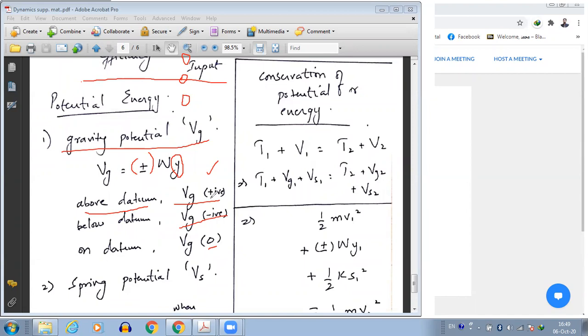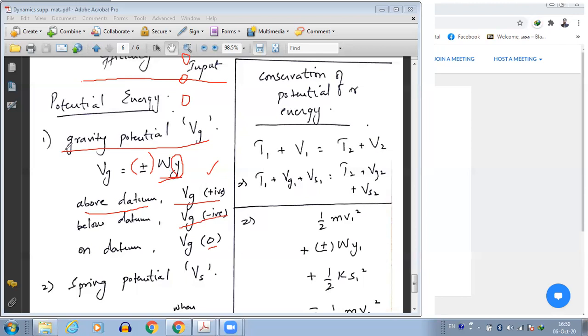Okay, work of gravity is different than the potential energy here. It's a different concept, so don't mix the two things together. They both look like they have the same formula, but they're different concepts. So we talk about the gravity potential. Gravity potential depends upon the datum. With reference to the datum, if an object is above the datum, we say that the object has gravity potential inside it, and that is positive. If the object is on the datum, we say that the gravity potential is 0. If the object is below the datum, we say the gravity potential is negative.